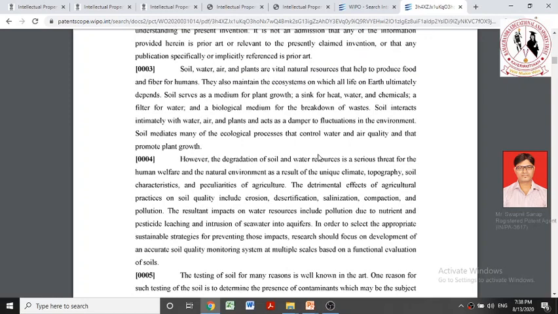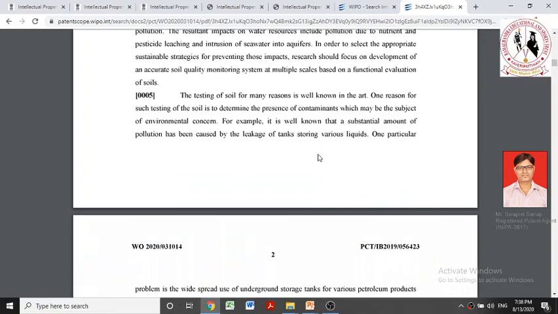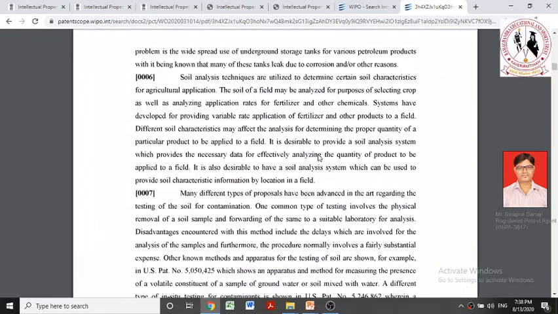So if you just read this particular thing, he has started writing it to set a particular platform to discuss his inventions. So here he has tried to say what the different specific purposes of this particular soil, water, air and other things are, and then he has come up to a specific problem here. He has also cited the problems that are available in the current techniques.